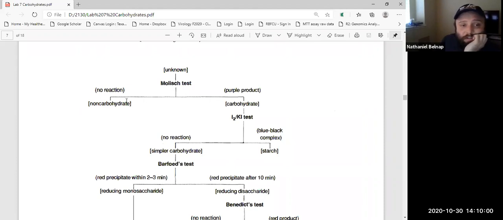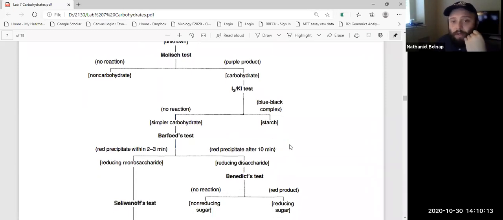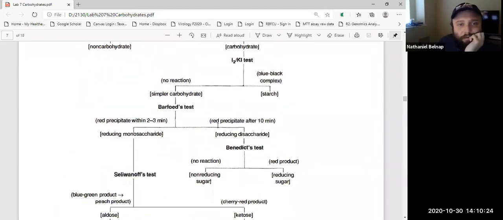So the Molisch test. If there's no reaction, it's a non-carb, and if it's a purple product, it is a carb. Okay, cool. Okay, well, what kind of carb is it now? Let's do the iodine test. If we get blue-black, it's a starch, and it stops there. If there's no reaction, then it's a carbohydrate that's not a starch, so we'll see what kind of carb it is.